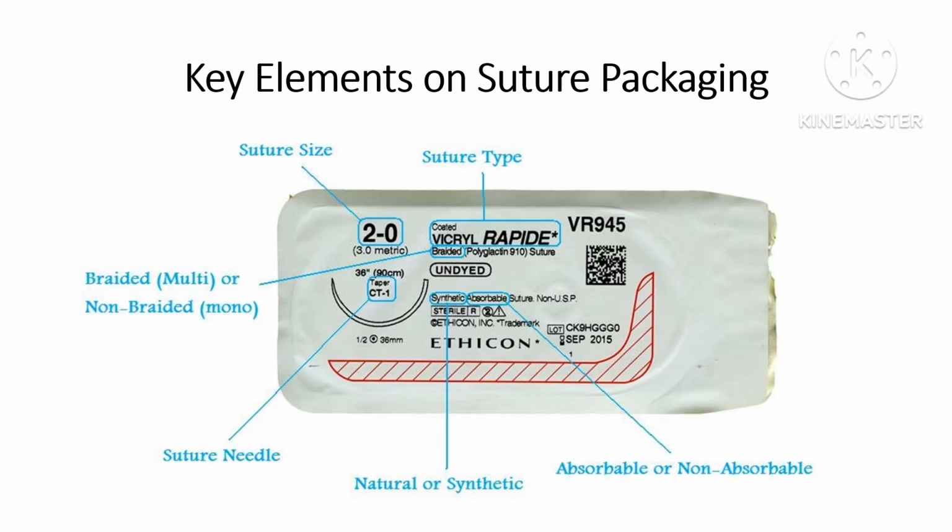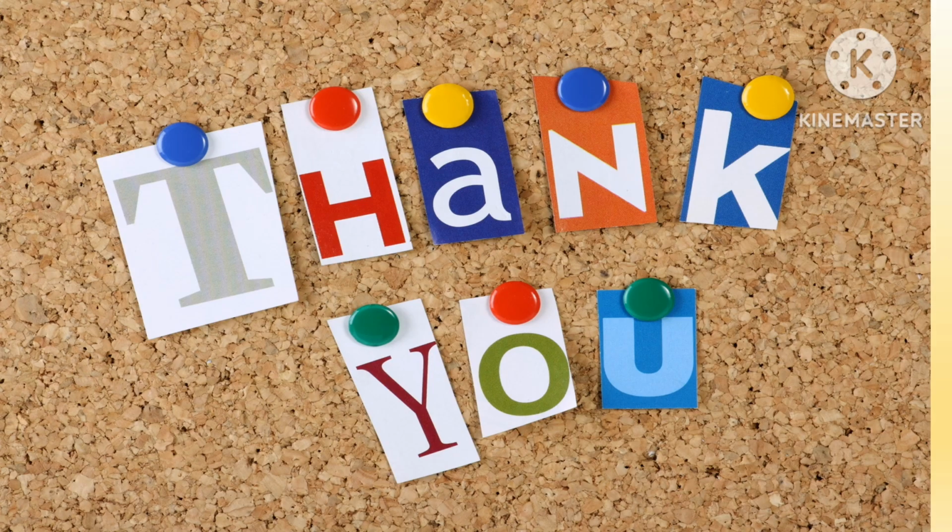And very importantly, it tells us whether the suture is absorbable, which means that it can dissolve inside the body, or non-absorbable, which means it has to be removed later on. The packet always mentions the word sterile, which means the suture is free from any germs and safe to use. It also has an expiry date, which tells us till when we can use the suture safely. Finally, a batch number or the lot number is written for record keeping. So before using any suture, we must always check all these details properly to ensure patient safety.